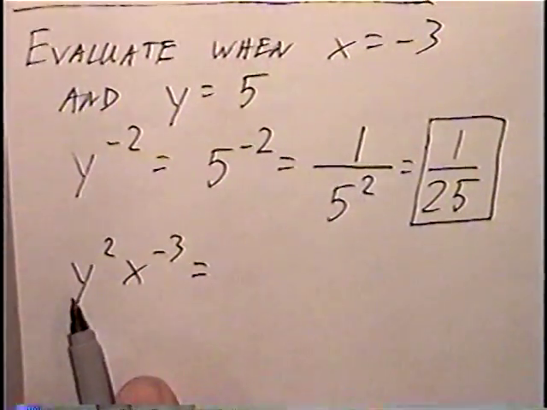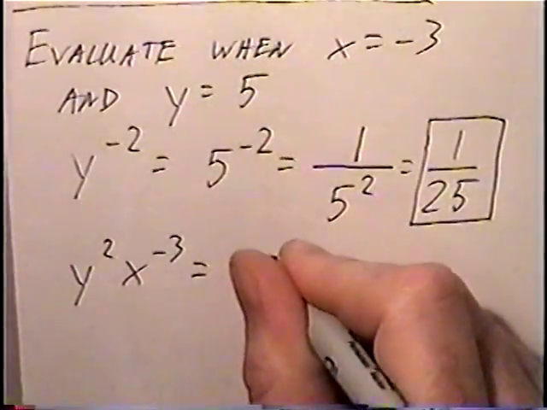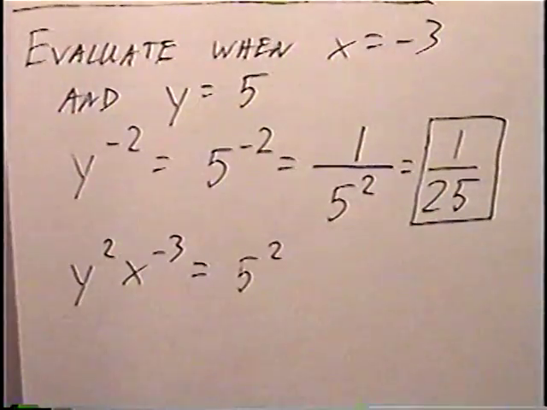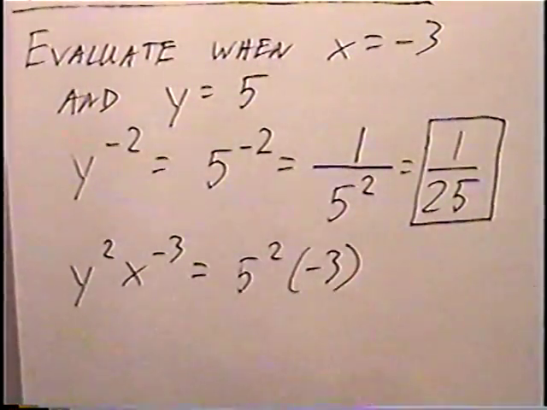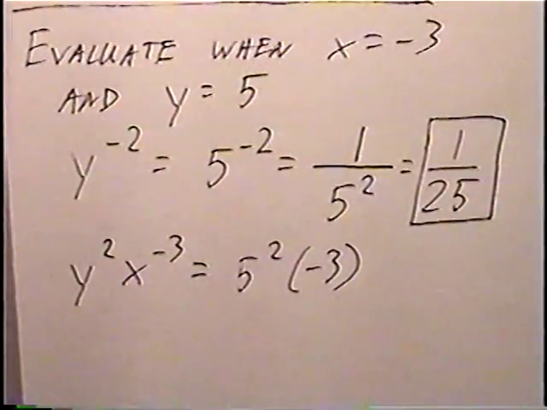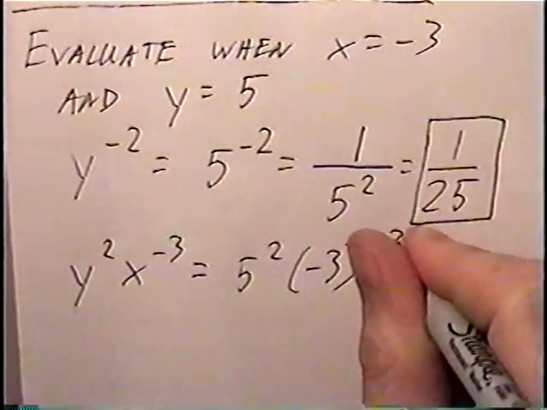And again, the first step, we can plug in numbers for x and y. Y is equal to 5, so we'll have 5 to the 2nd power, or 5 squared. X is equal to negative 3. It's a good idea to put parentheses around numbers when they're negative, so you can keep them separated. And also to the negative 3 power.